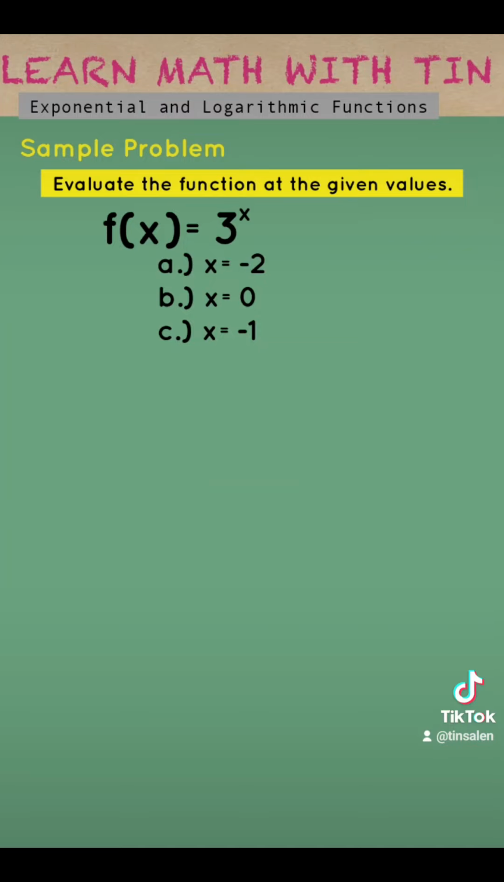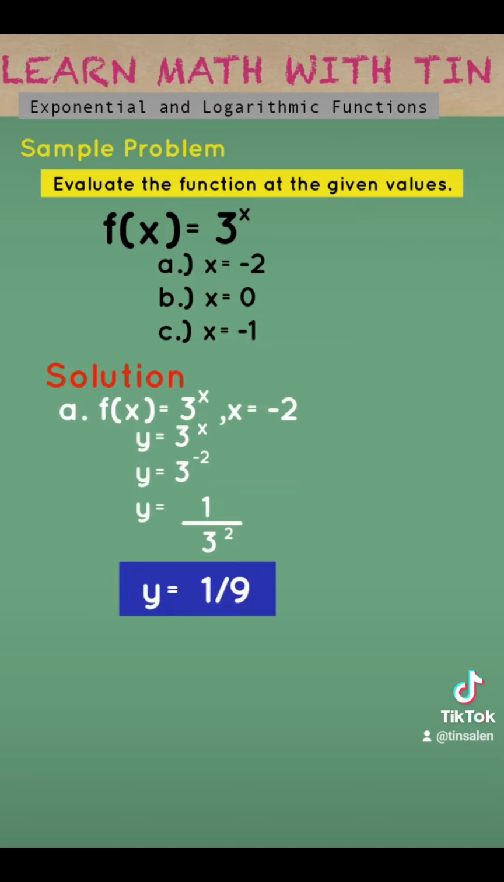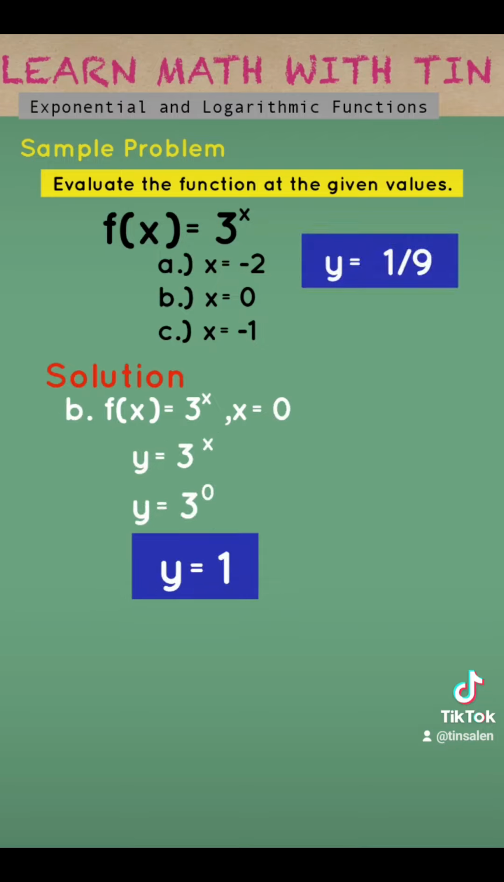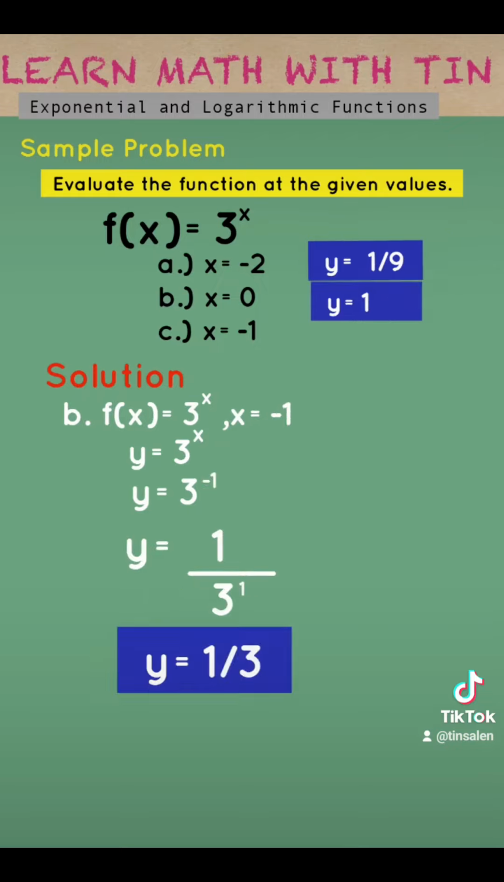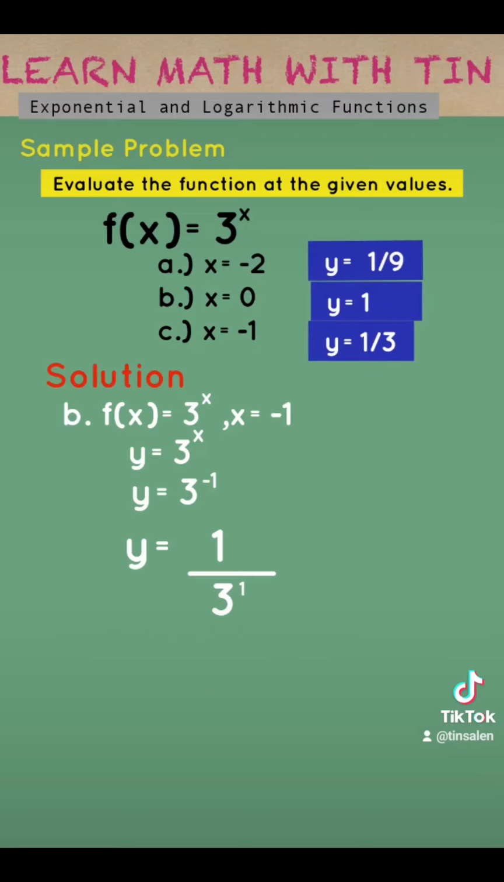Now, let's evaluate these exponential functions. So, function of x is equal to 3 raised to x. So, x is equal to negative 2. Substitute mo lang siya sa x value. So, 3 raised to negative 2, law of exponent, it becomes 1 over 9. Now, for x is equal to 0, 3 raised to 0, any number raised to 0 is 1. Now, for x is equal to negative 1, 3 raised to negative 1, law of exponent, pag negative ang exponent, it goes to the denominator, so it becomes 1/3.